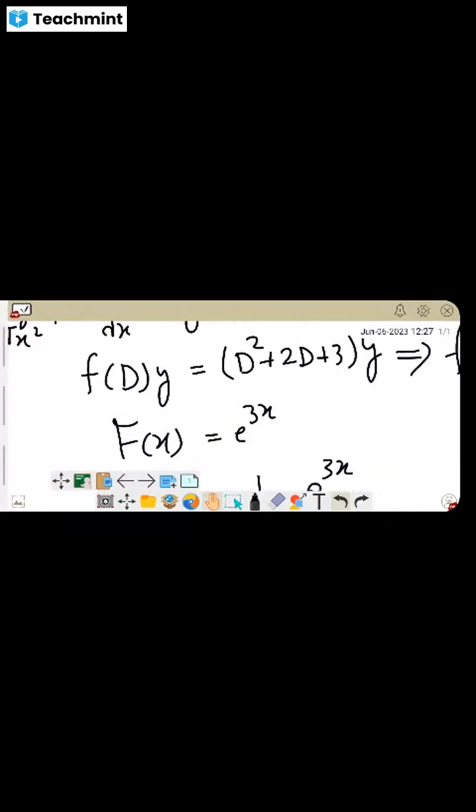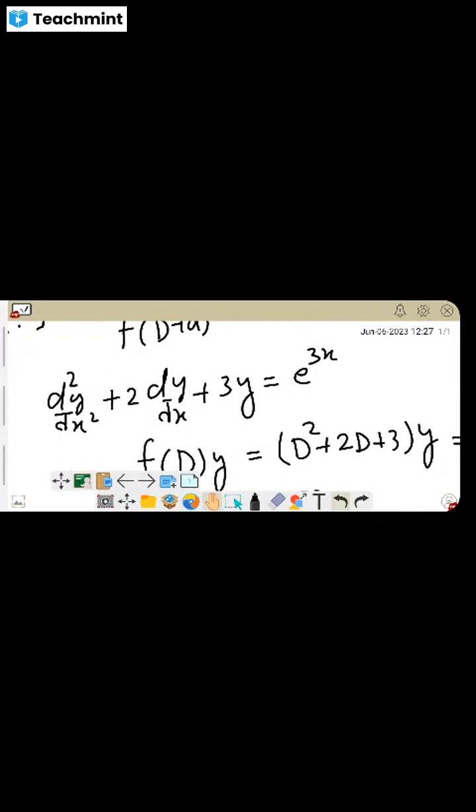No, it can be a different value, like polynomial or trigonometrical also. So this formula we learned is only for exponential values. Yes, exactly.